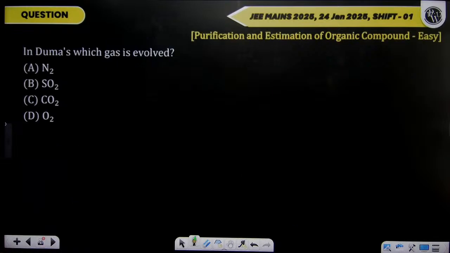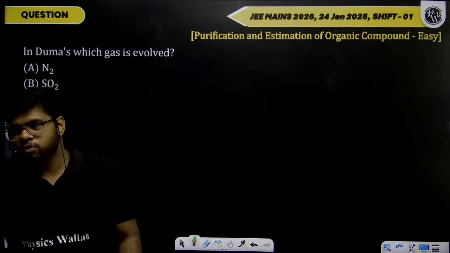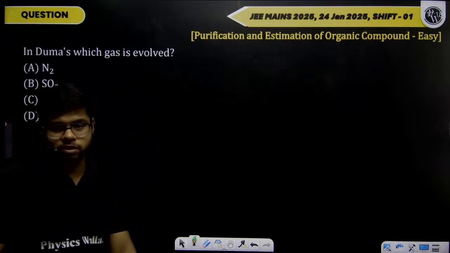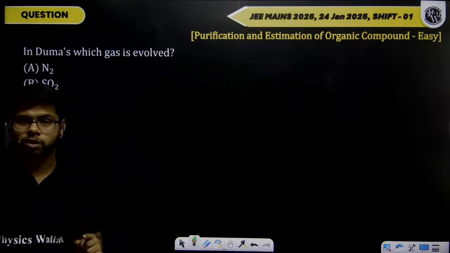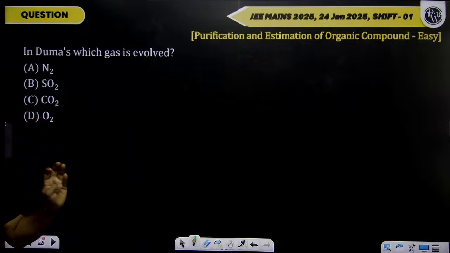Now next, they are asking in Dumas method which gas is evolved. Quite easy. In last shift also we got a question regarding Carius method. Now this shift they are asking a question on Dumas method. So qualitative analysis and quantitative analysis both are very important for your exam. The students who are going to write the exam next shift, please do revise all these methods: Carius method, Dumas method, Kjeldahl method, okay.